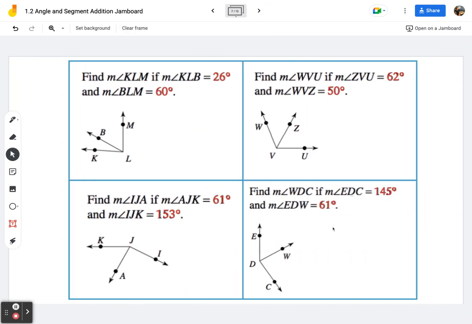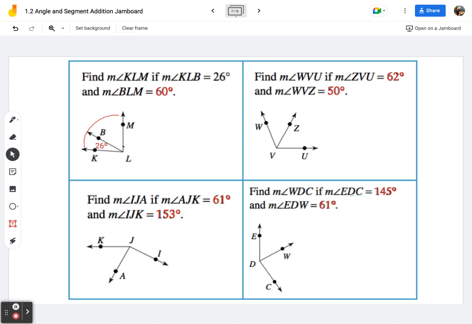And the first 4 examples all have numerical values with diagrams. We'll read the information and we'll mark up our diagram and solve for the unknown. So here's our prompt. Find the measure of angle KLM. So this is the measure of the angle that we're looking for. And we are given some information. KLB, this little angle here, is 26 degrees.